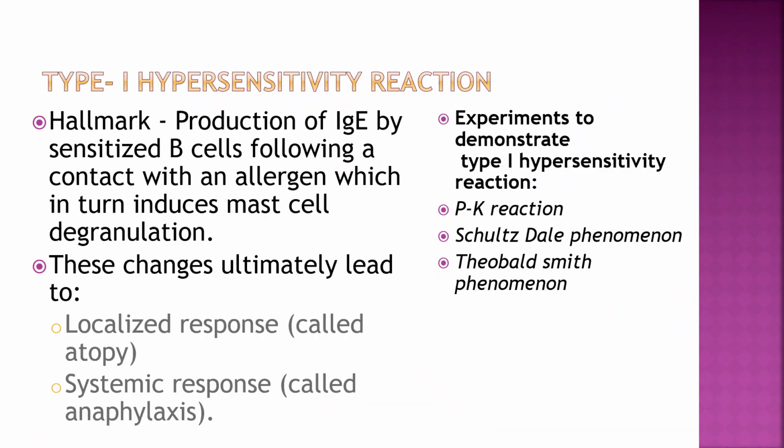Type 1 hypersensitivity reaction: production of IgE by sensitized B cells following contact with an allergen, which in turn induces mast cell degranulation. These changes ultimately lead to a localized response called atopy, or a systemic response called anaphylaxis. Experiments to demonstrate type 1 hypersensitivity reaction: PK reaction, Schultz-Dale phenomenon, Arthus phenomenon.